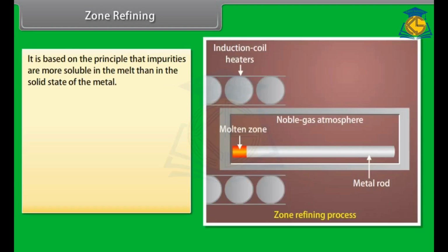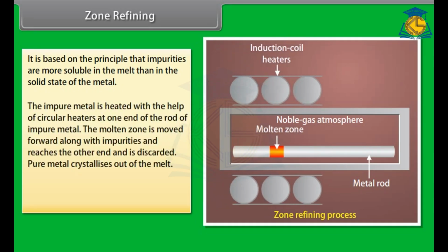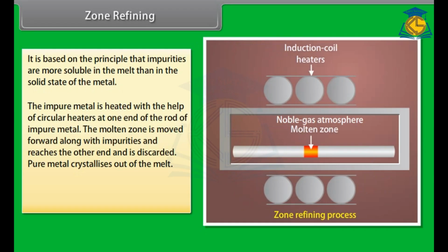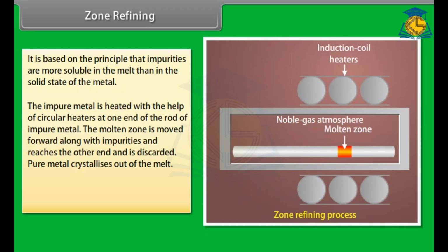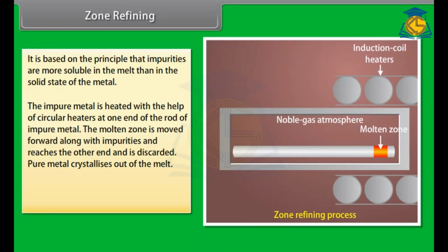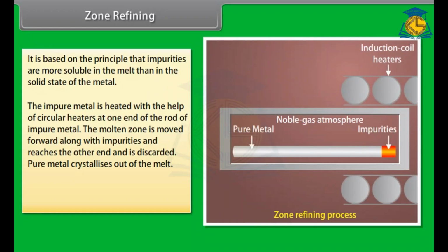Zone refining. It is based on the principle that impurities are more soluble in the melt than in the solid state of the metal. The impure metal is heated with the help of circular heaters at one end of the rod of impure metal. The molten zone is moved forward along with impurities and reaches the other end and is discarded. Pure metal crystallizes out of the melt.